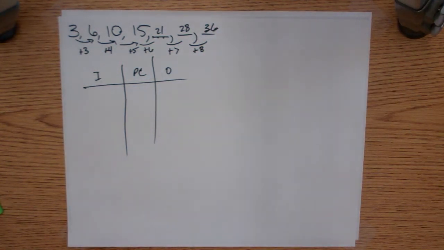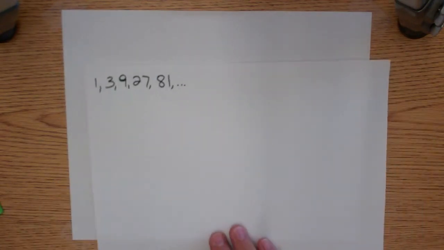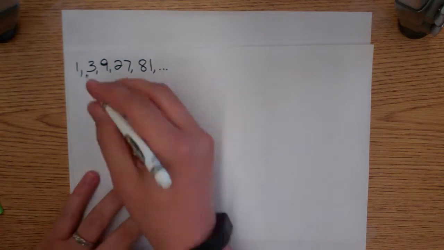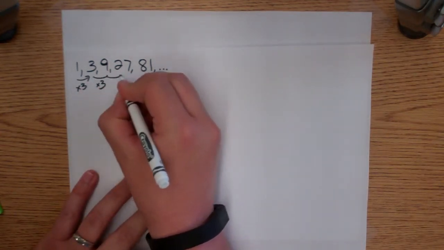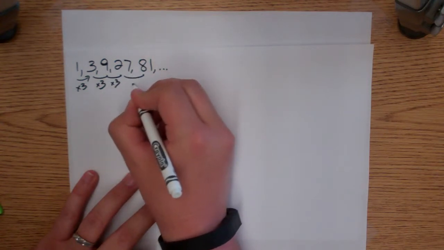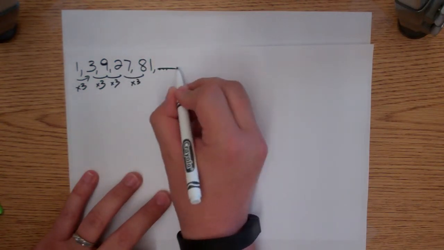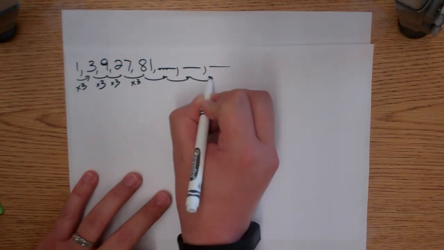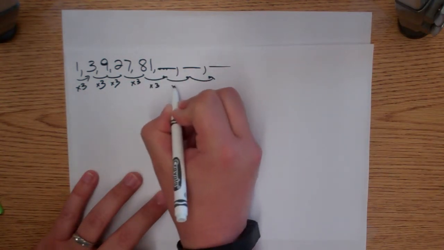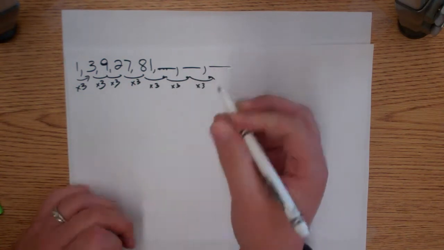So as you can see, patterns come in all shapes and sizes. And this one here, if you were to do it, you would notice that you're multiplying by 3 each time. Times 3, times 3, times 3, times 3. So again, to get the next 3 terms, you would just simply multiply by 3. All right, and that's it.